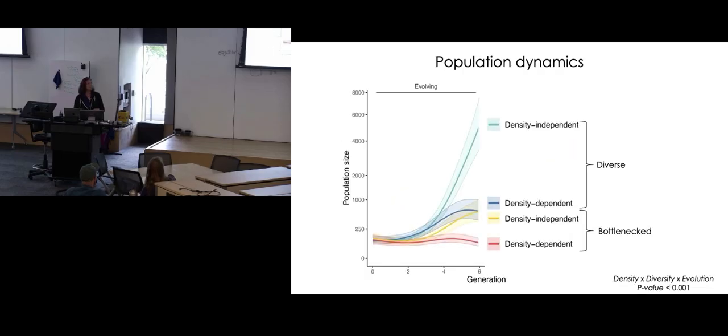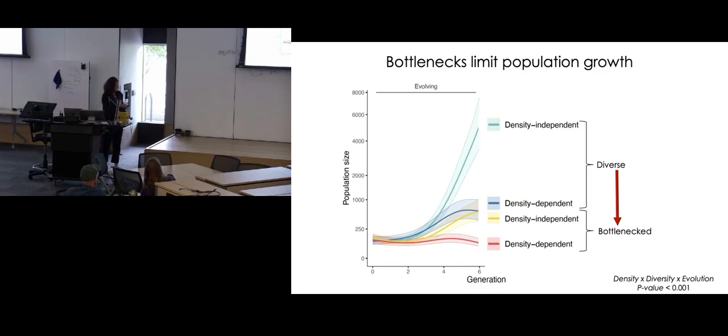And then for population dynamics, it's pretty fascinating. So first, let me show you this key. We have diverse populations in the bluer colors. Bottlenecked populations are in yellow and red. Higher density, so density dependence, is the darker color for both of those. So a key thing is that bottlenecks reduce that population growth. They're really limiting population growth. So even the density independent populations that are bottlenecked, they have as much space as they need, but they're not able to really take great advantage of that space.